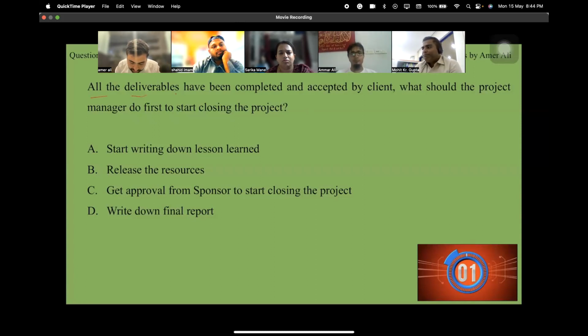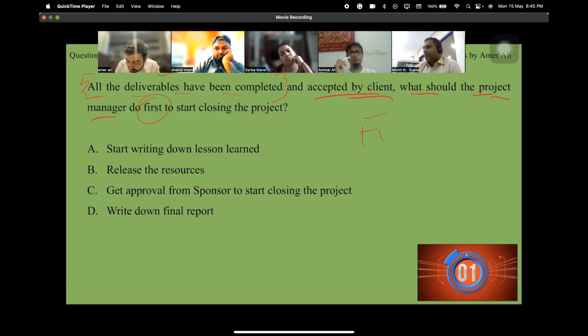All the deliverables have been completed. So when I read this line, something has been completed. This looks to me like it goes to the client. It goes to closing and they are accepted by the client. Good. What should the project manager do first?